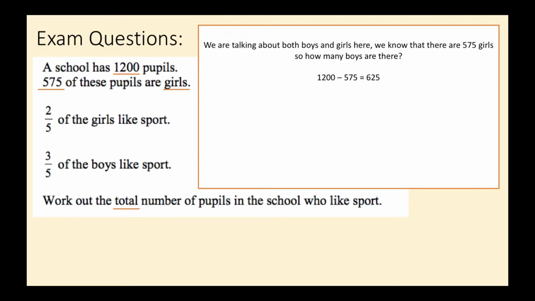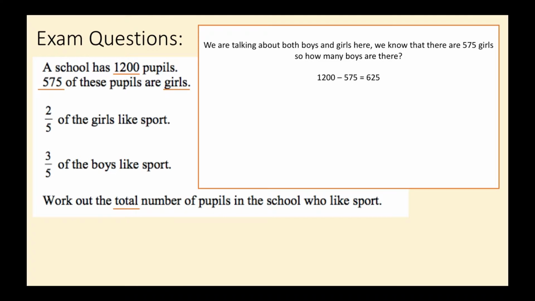So what we're going to do is 1,200 take away 575. If we do that, it gives us 625. Now, if you want to pause the video and write down the question, and then write some notes down so that you understand the question exactly, I'd recommend that now. So on your paper, you can write down that there are 575 girls and 625 boys.